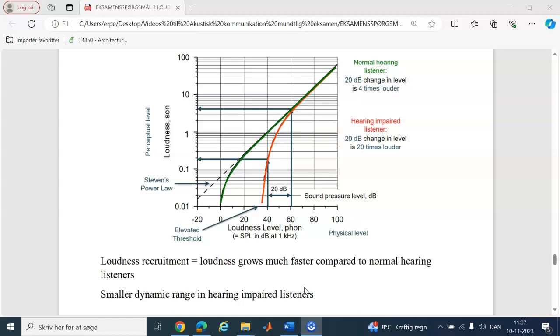Again, Stevens' power law: you can say the loudness is a power function of the intensity, but it can also be written as 2 raised to L minus 40 divided by 10. So it's an exponential function, where L is the SPL value.